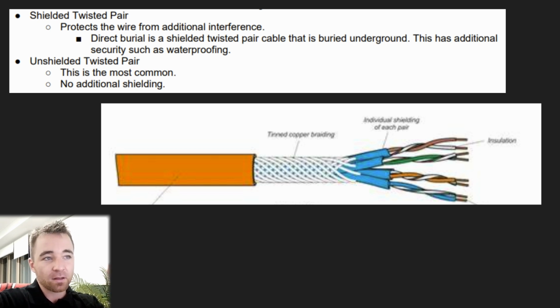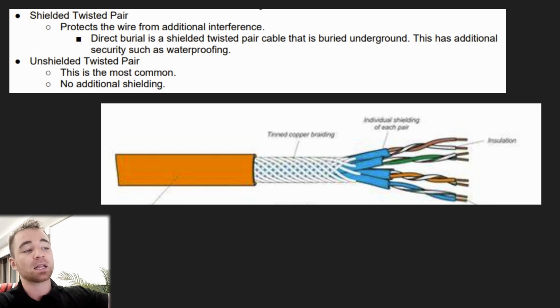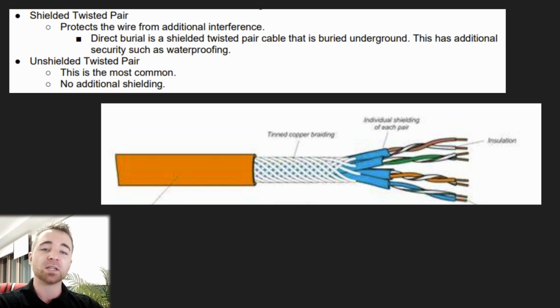So the exam specifically outlines direct burial cable as something you'll need to be able to identify and talk about. So what that is, it's essentially there's shielding around the pairs of wires, an additional layer of shielding, and that allows it to be buried underground. So if you need to connect building A with building B, you can bury it underground, and because it's shielded, it's protected from the weather, it's protected from any other kind of electrical interference as well. It's an added layer of shielding that will protect it from pretty much anything you can think that it might need to be protected from.